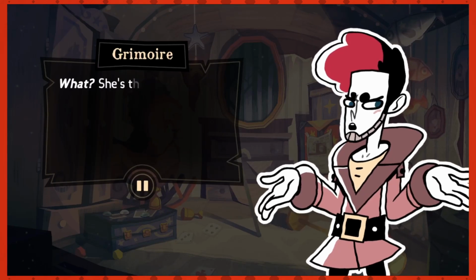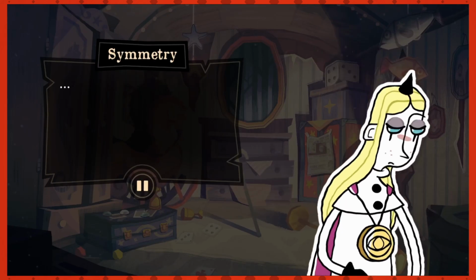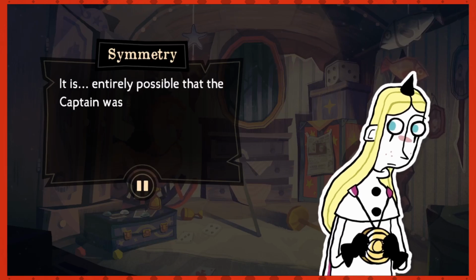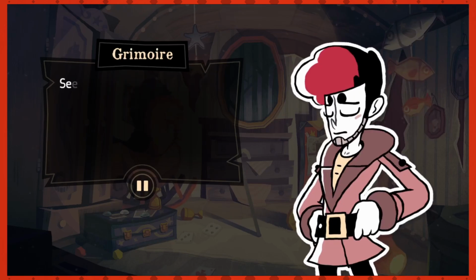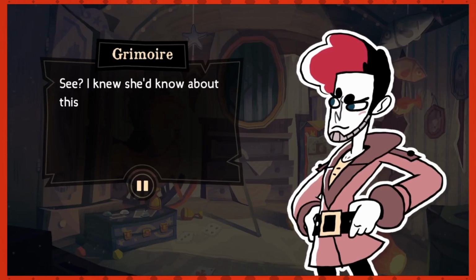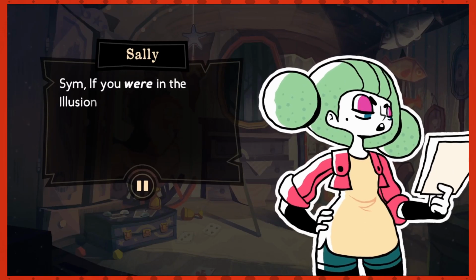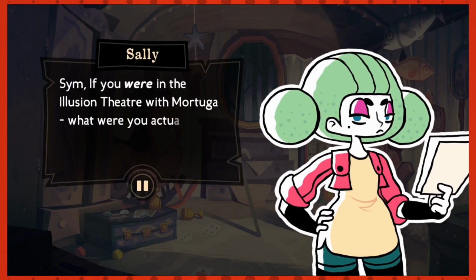Grimoire. What? She's the resident curse expert. It is entirely possible that the captain was set upon by a curse. See? I knew she'd know about this. Let's just stick to the facts, shall we? Yep. Sim, if you were in the Illusion Theater with Mortuga, what were you actually doing in there?